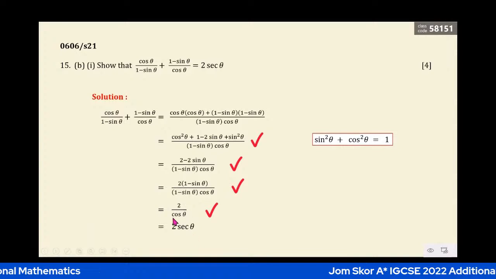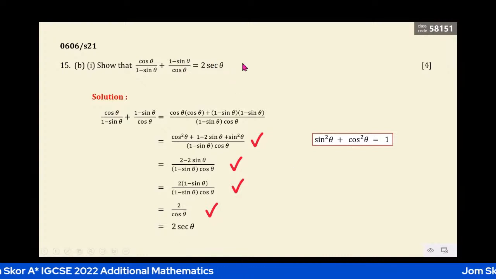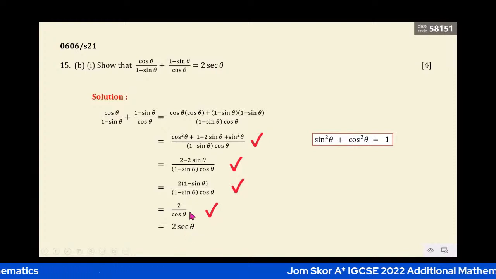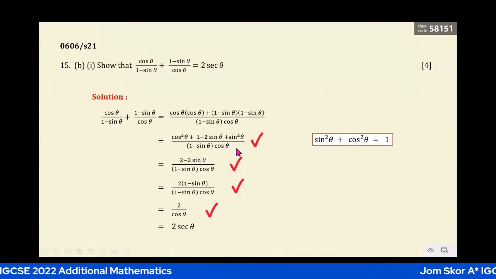Okay. Don't stop here, because the question asks you to show that this one is equal to 2 secant theta, meaning that the last answer should be 2 secant theta. But the mark will be given at the earlier step, before you get this. Okay, that's 15B1.